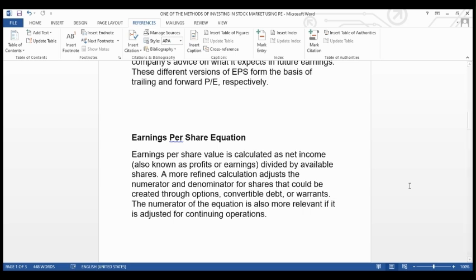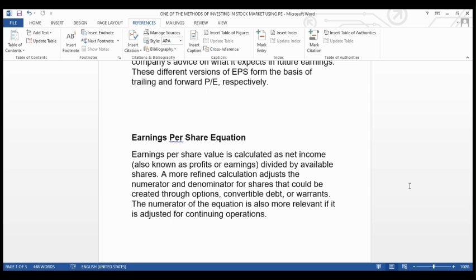Forward PE means the company will release, at the time of the result, an announcement that in future its growth will go like this, so that earnings per share will increase, and hence we can arrive at a conclusion. Normally these forward PEs are done by the analysts only. For investing purposes we can take the trailing 12 months EPS.